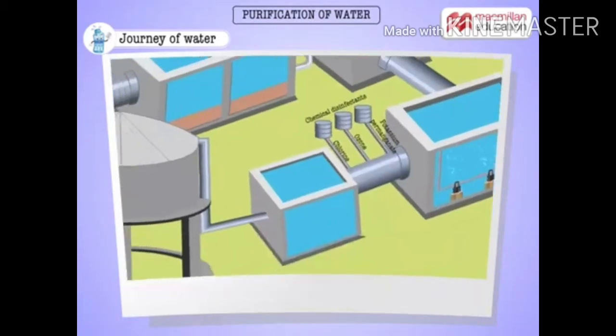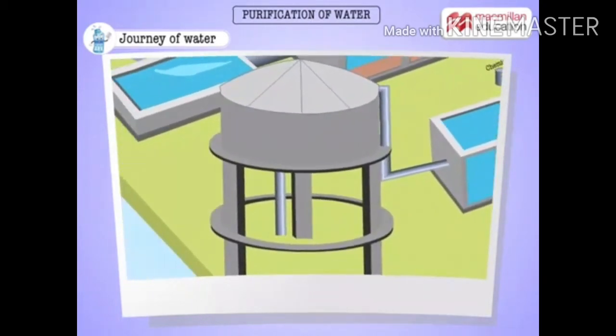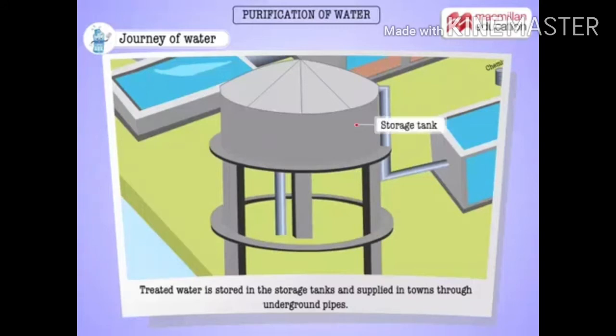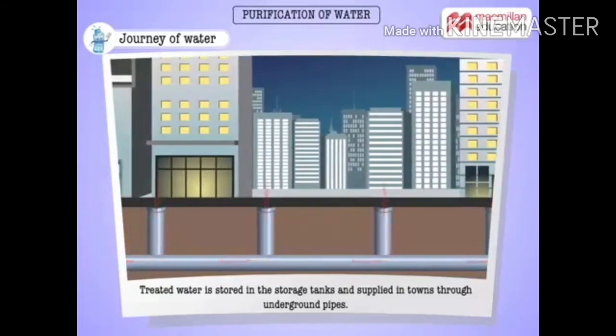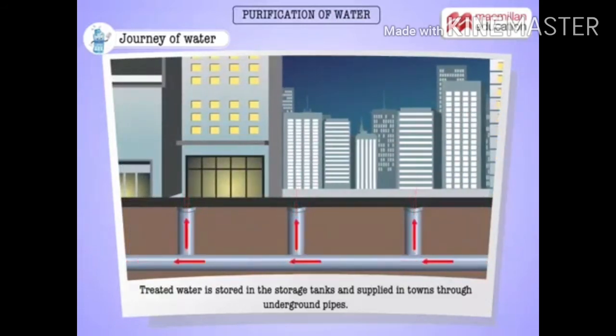What's next? Yes. Now the water is purified and ready to drink. This water is stored in the storage tanks and supplied in towns through underground pipes. Thus, water undergoes several processes before it reaches our taps as potable water.